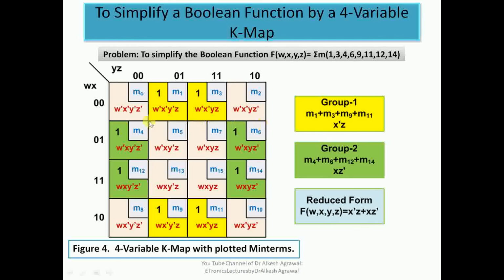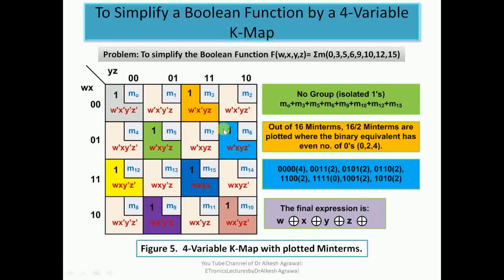Now if we see this group of these two minterms and these two minterms, again we'll focus on these two rows where WX is 01 and 11. So what is fixed is x, what is changing is w, so we get x. And if we focus on these two columns, we have YZ is 00 and 10. So what is fixed is z, and what is changing is the y variable. So y will be removed and what is left is z bar. So the expression for this group is x z bar. Finally, the reduced form is the combination of these two reduced forms: x bar z or x z bar.